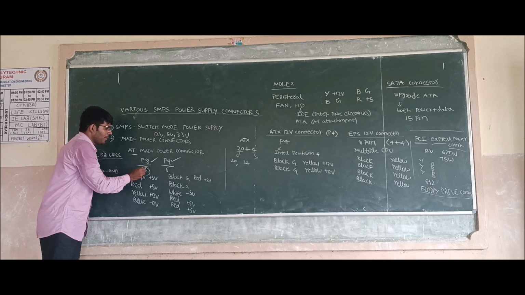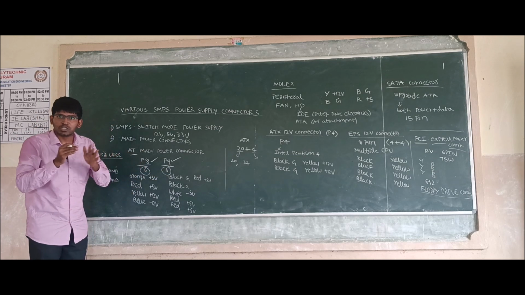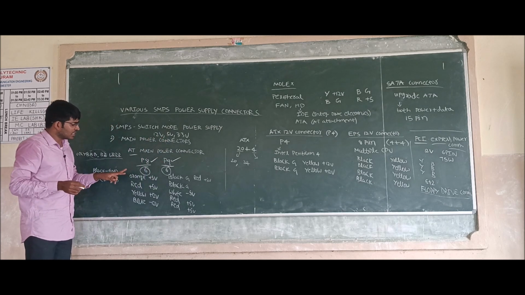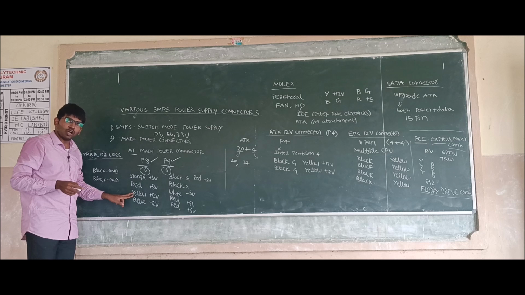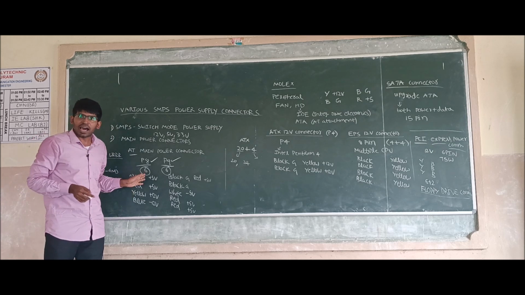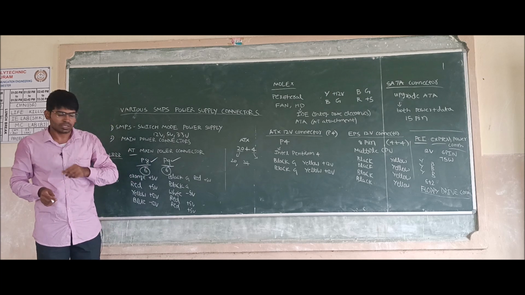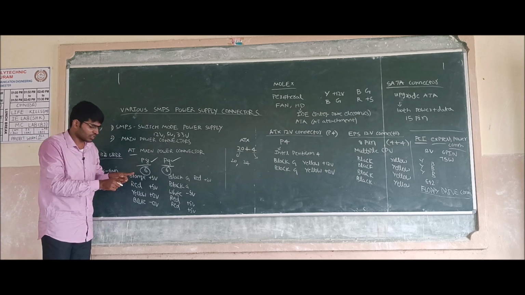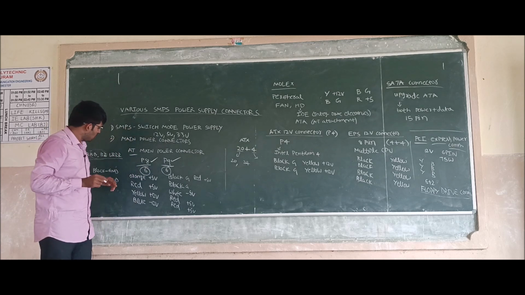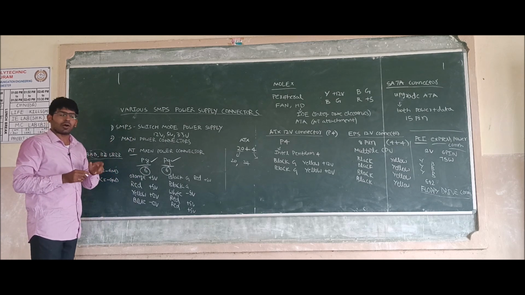The P8 connector has 6 pins, and the P9 connector has 6 pins. The configuration is orange, red, yellow, blue, black, black. Nowadays orange is used for 3.3 volts. Here red represents plus 5 volts, yellow represents plus 12 volts, blue minus 12 volts, and black represents the ground.